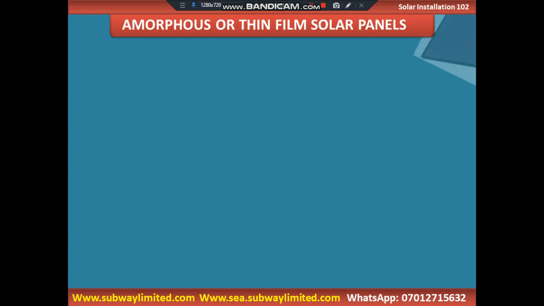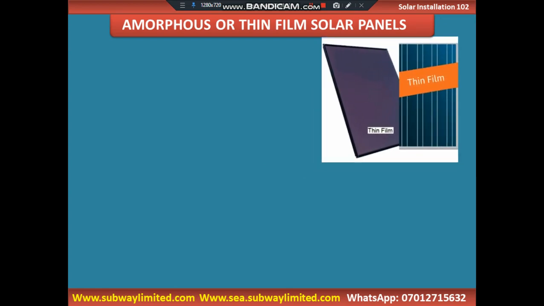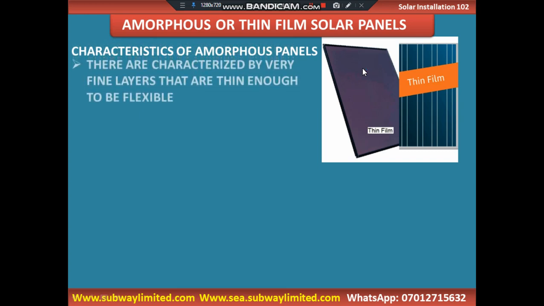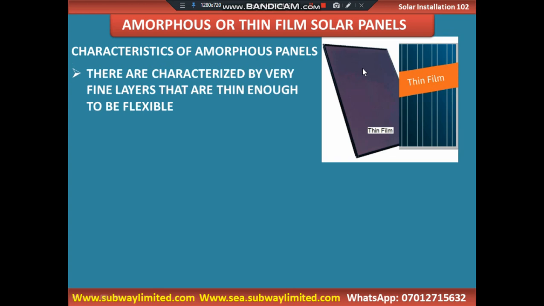Then we move into the amorphous solar panel or the thin film solar panel. You can see, more or less, the structure here is made up of very fine layers. Then we proceed to understanding some of the characteristics of the amorphous solar panel. One of the distinguishing features of the amorphous or thin film solar panel is that they are characterized by very fine layers that are thin enough to be flexible. These panels don't have a frame. If you have had the opportunity to see this panel physically, you notice that it doesn't have any frame.